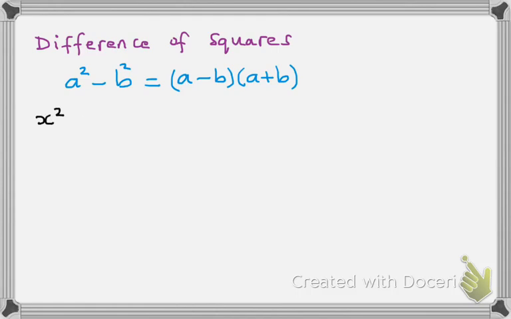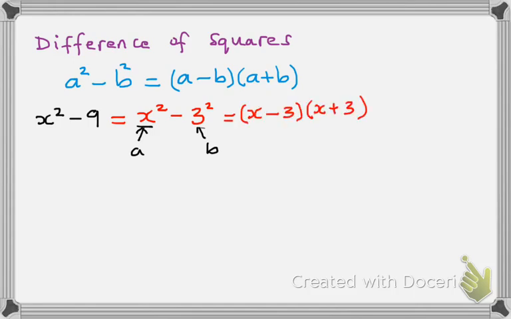For example, x squared minus 9. You can see that this is a difference of squares because you can rewrite this as x squared minus 3 squared. 3 squared is 9. So if you think of x as a and 3 as b, you can write this as a product of conjugates: x minus 3 multiplied by x plus 3. This will be the factored form of the difference of squares x squared minus 9.